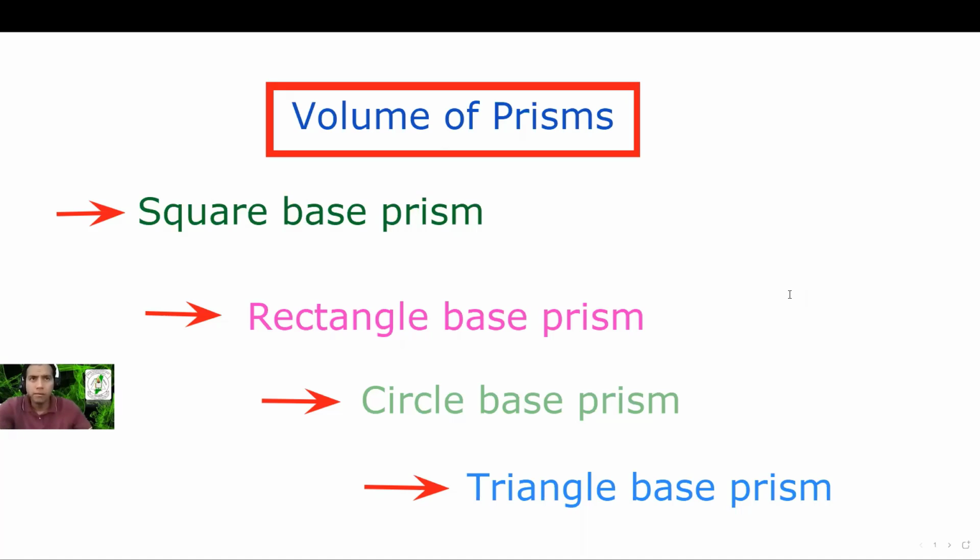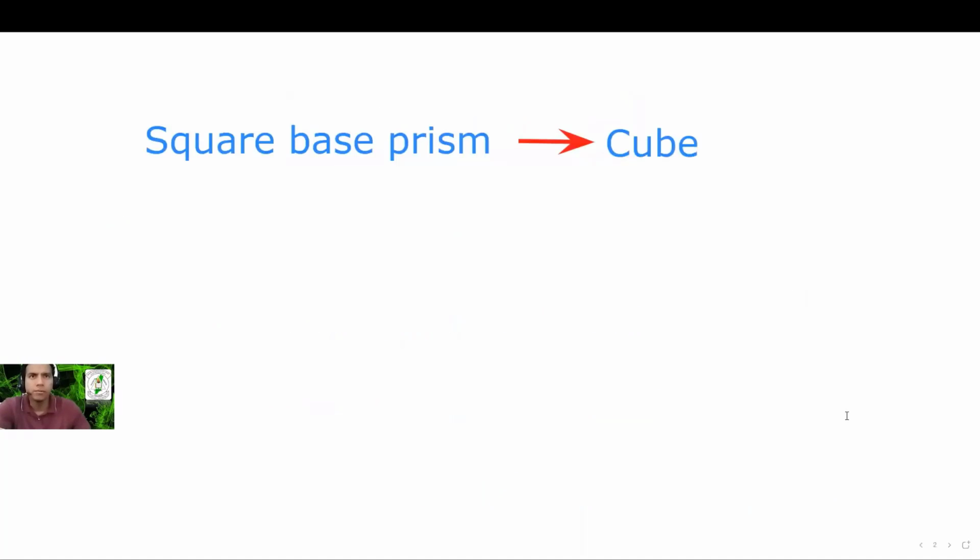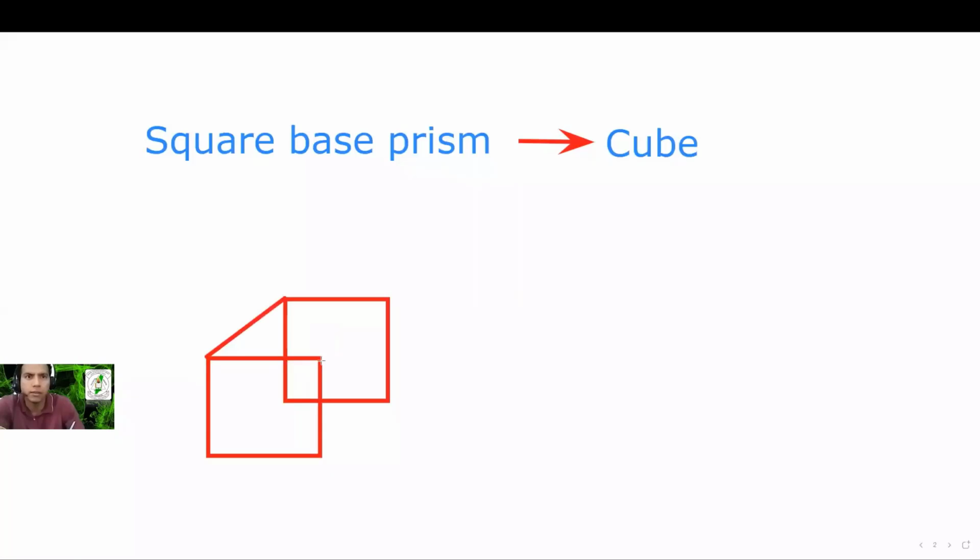The four volumes that we want to focus on include square-based prism, rectangle-based prism, circle-based prism, and triangle-based prism. The first prism is the square base. This is also known as a cube. Connect the corners, and that gives us a cube. Now, a cube will have all sides equal.